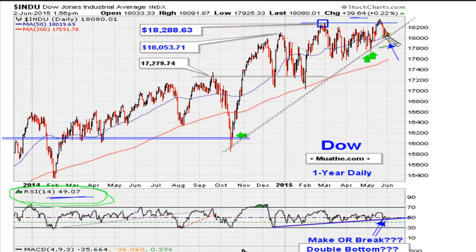It's also holding above the 50-day moving average, which is great. It's also holding above this line here. So lots of things taking place as far as the Dow is concerned, and if it can hold, one can expect higher prices over time.